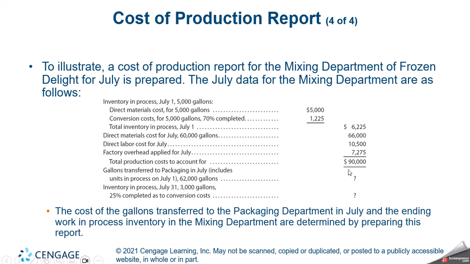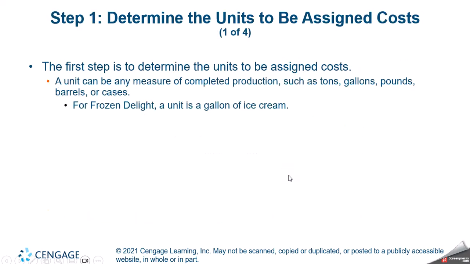So these are our total units to account for. So then we're either going to transfer them out to the next processing area, or we are going to still have them in the mixing department. So it tells us that 62,000 gallons are done. 3,000 gallons are still there, and they're only 25% completed.